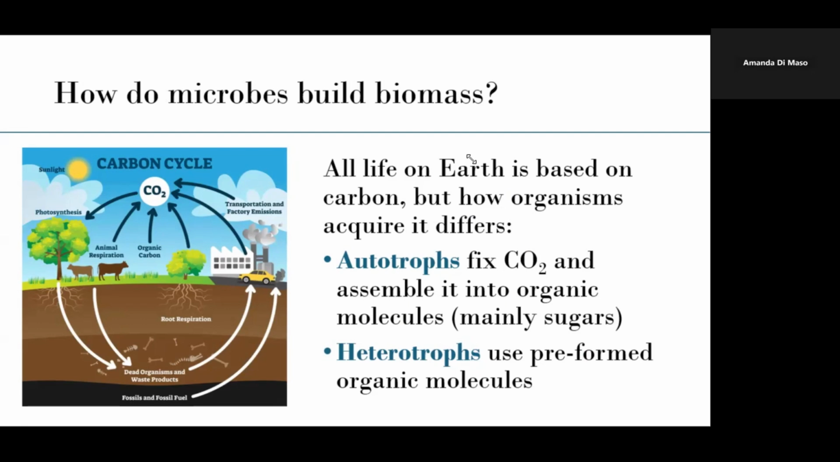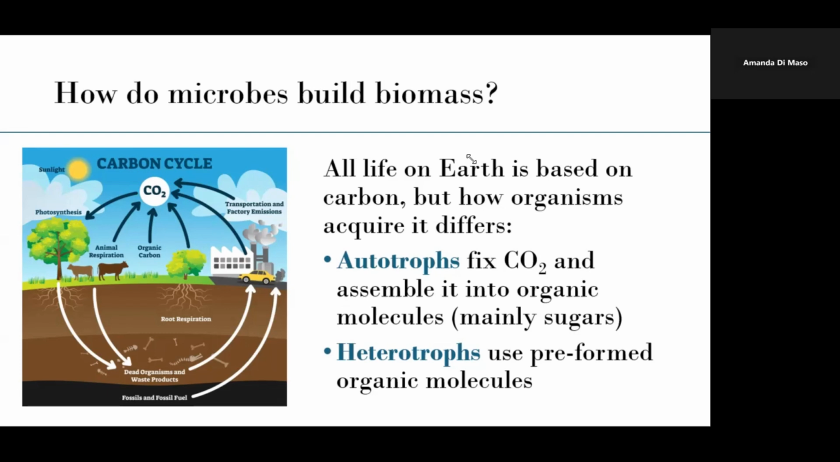So there are two ways that organisms can acquire the carbon they need. They can be autotrophs or heterotrophs. Autotrophs use inorganic carbon as their source, something like carbon dioxide. And so they can take it out of the atmosphere and turn it into the organic sugars that they need. Heterotrophs, these are the eaters. They get it from preformed organic molecules. So autotrophs take it from an inorganic source. Heterotrophs take it from an organic source already.